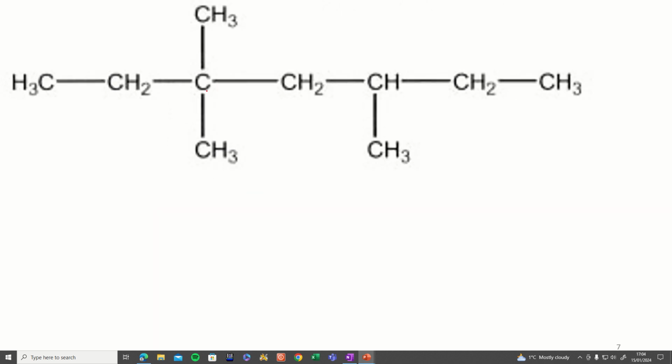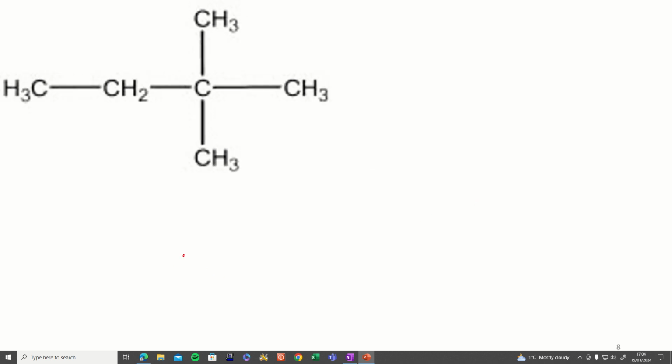This one, we have got 7 carbons, so we're hept, 1, 2, 3, 4, 5, 6, 7. We have a dimethyl on the 3rd, so we can just go line, line. Okay, and we have another methyl on the 5th. That's the answer to that one.